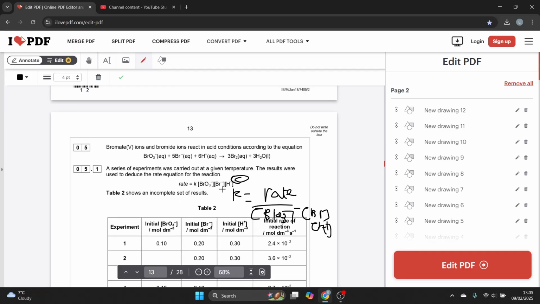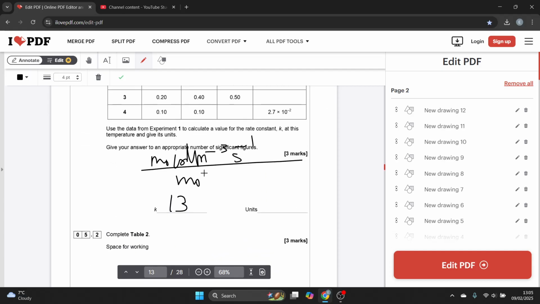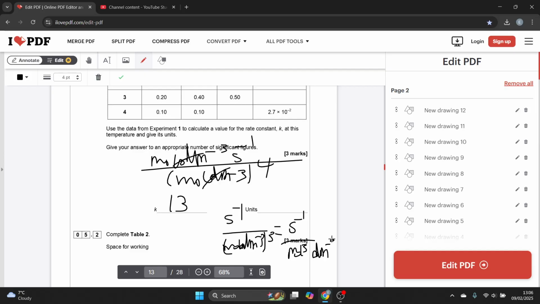The units, well, I've got moles per dm^-3 s^-1 over moles per dm^-3 to the power 4. That cancels out. I've got s^-1 over moles per dm^-3. That's the same as s^-1 over mol^3 dm^-9, and that is the same as s^-1 mol^-3 dm^9.